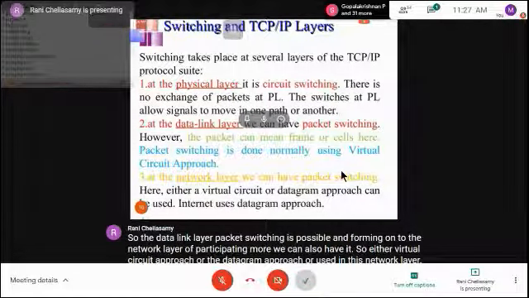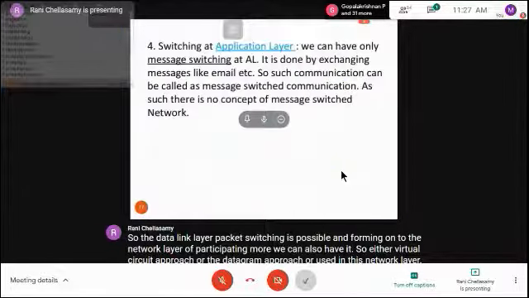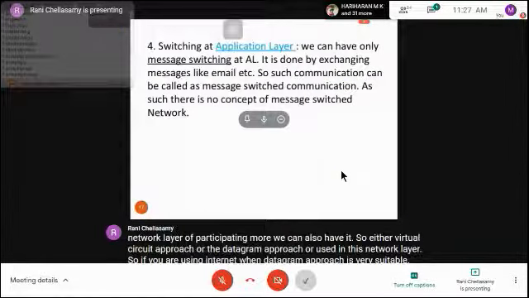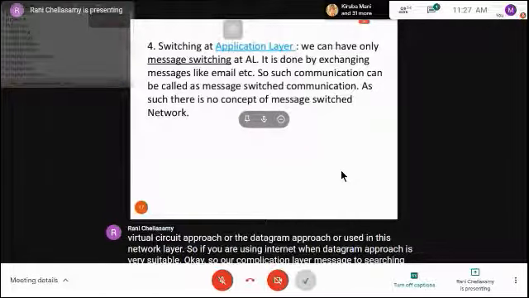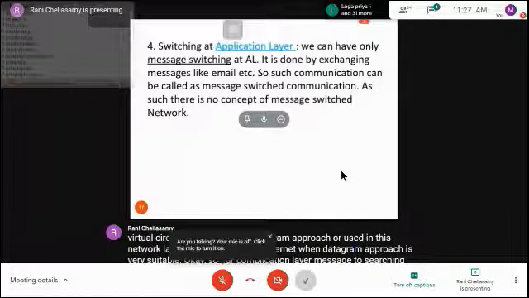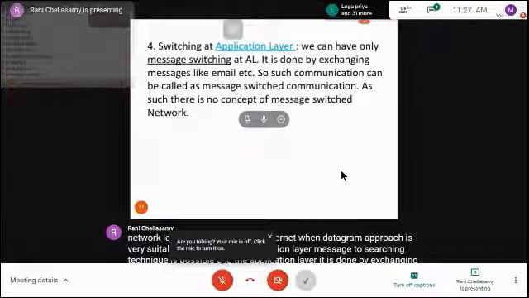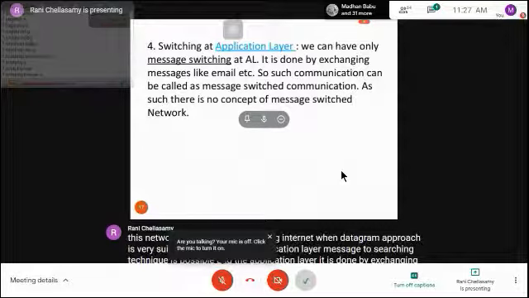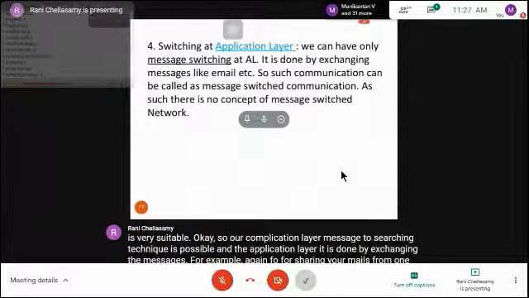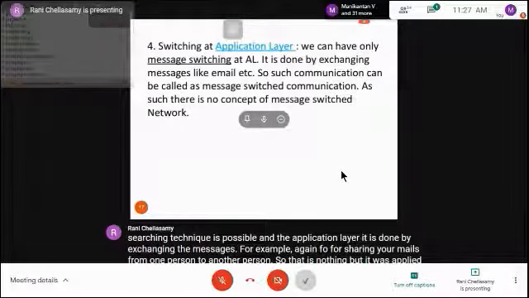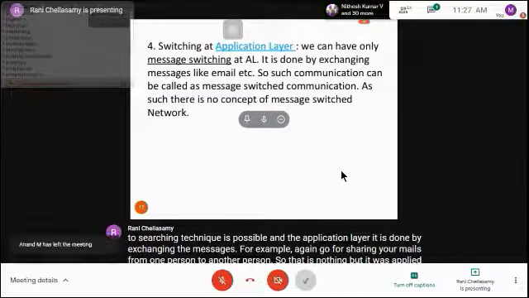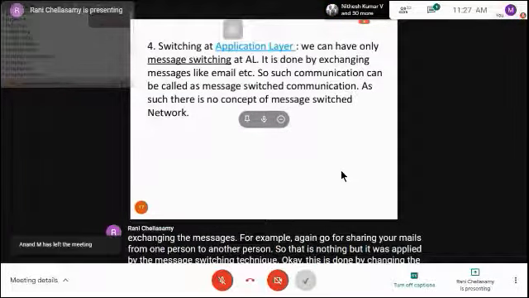Okay. At the application layer, the message switching technique is possible. At the application layer, it is done by exchanging messages. For example, you can share mails from one person to another person. That is applied by the message switching technique. It is done by exchanging messages. Such communication can be called message switched communication, as there is no concept of a message switched network available.